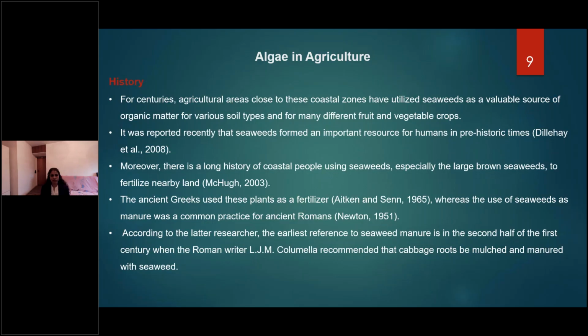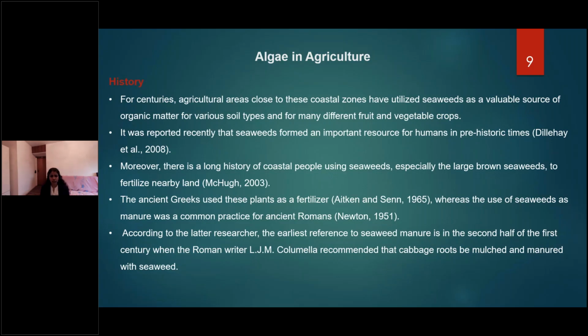So let us have a look at some of the history behind it. When did people start using seaweeds, or did we start recently? For centuries, agricultural areas close to coastal zones have utilized seaweeds as a valuable source of organic matter for various soil types and for many different fruit and vegetable crops.